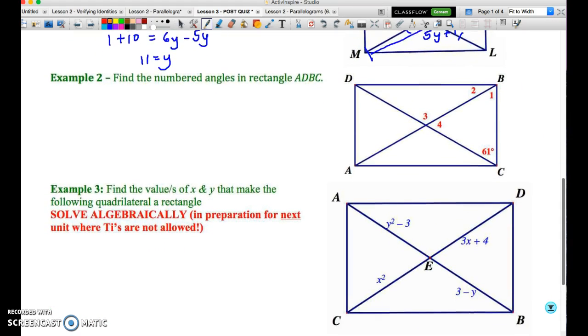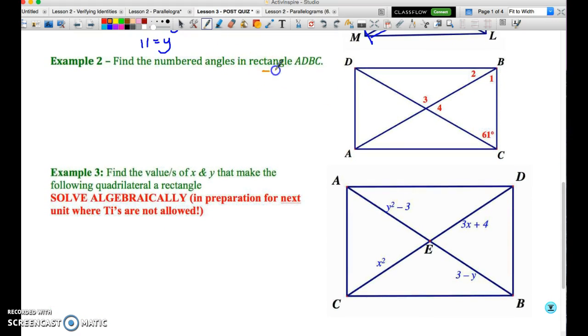Okay, second example is asking us to find the numbered angles. The given information is that this is a rectangle, and so immediately what we're able to do is to mark off our four 90-degree angles. Of course, that's our definition of a rectangle. The other thing that we can do is mark off the fact that the diagonals are congruent and, of course, bisected, and therefore we've got four equal pieces. This is of significance because we now have ourselves an isosceles triangle. And so actually we have isosceles triangles all over the rectangle, so to speak.